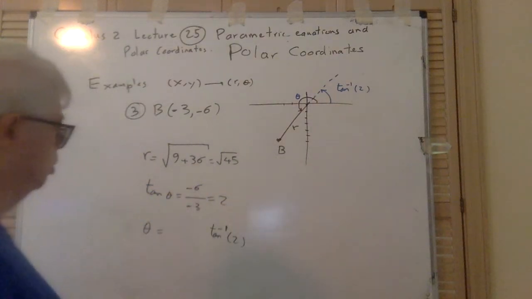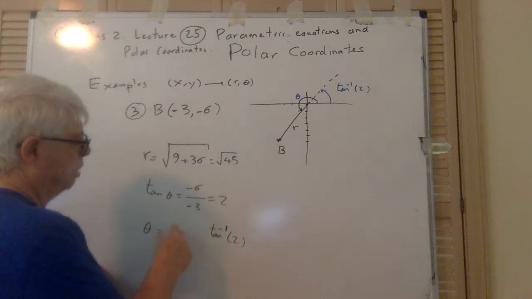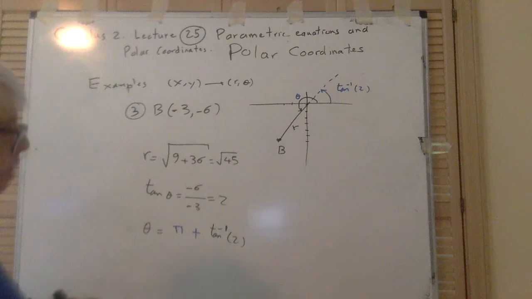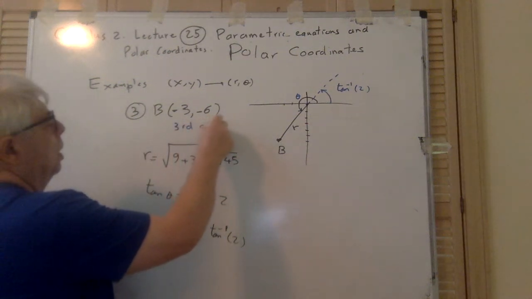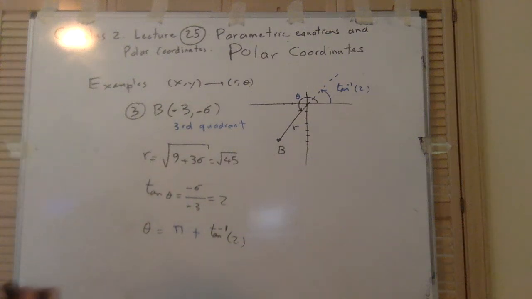Well, again, you say, okay, just add pi, right? If I add pi, I will get pi plus this. So pi plus tan inverse of y over x, if I'm in the third quadrant. That's all. Then I have positive r and positive theta.